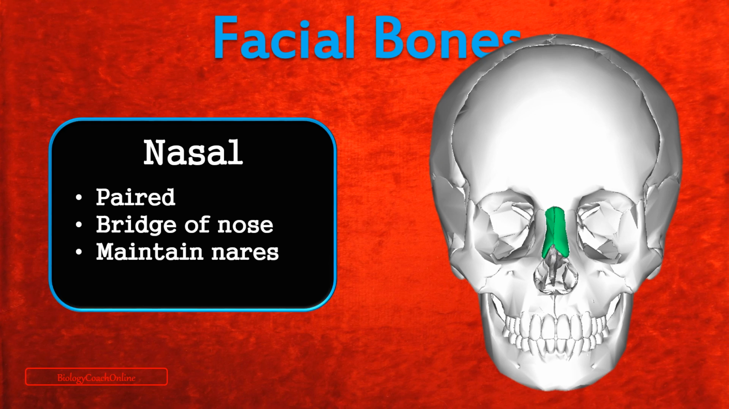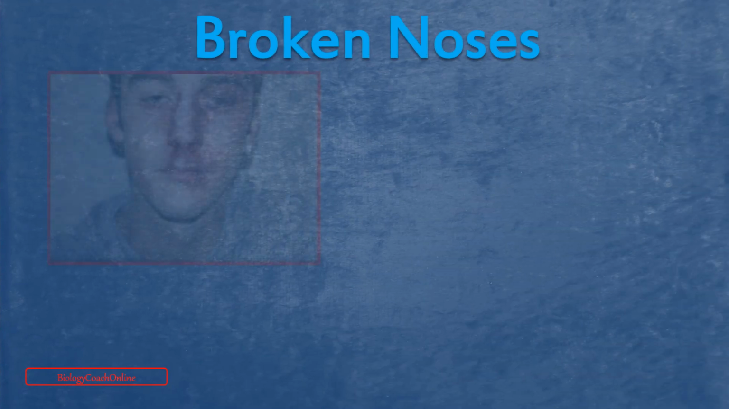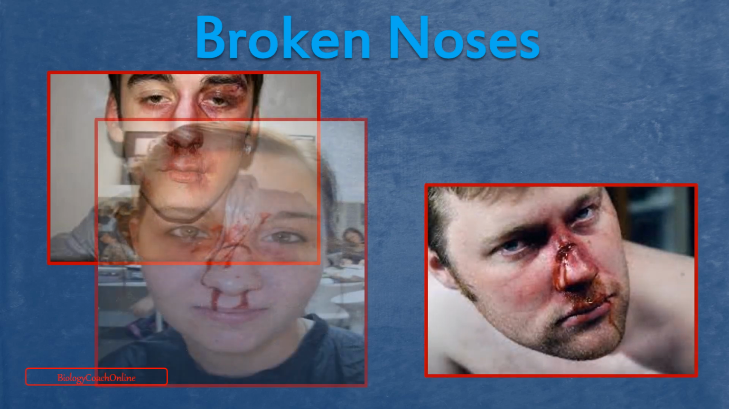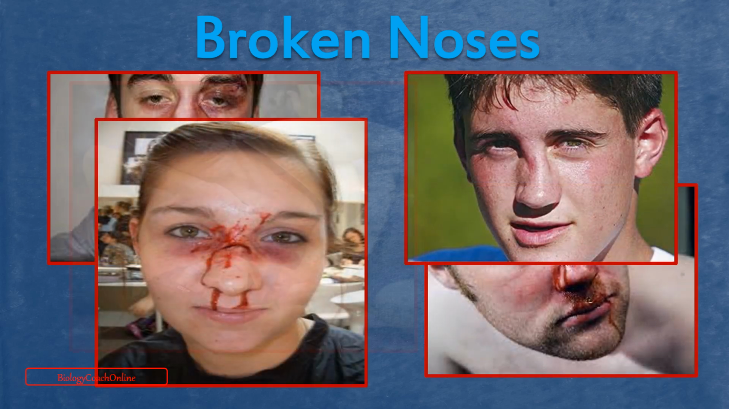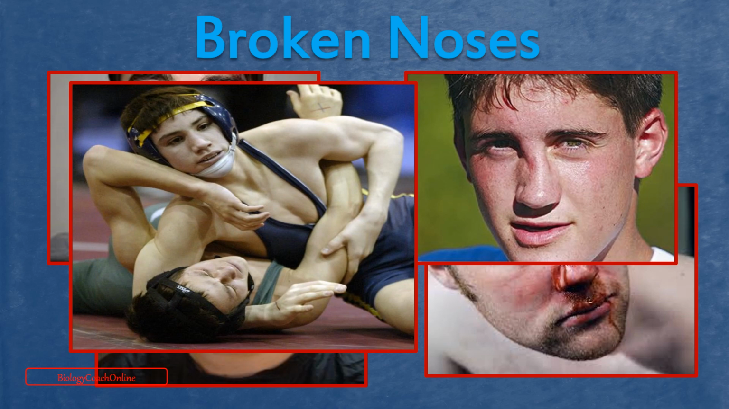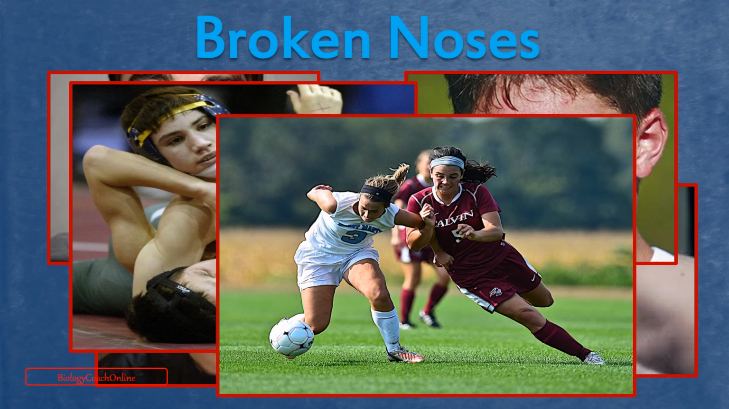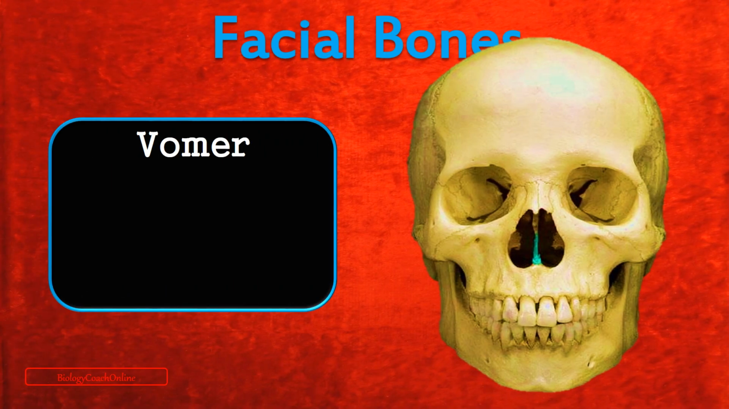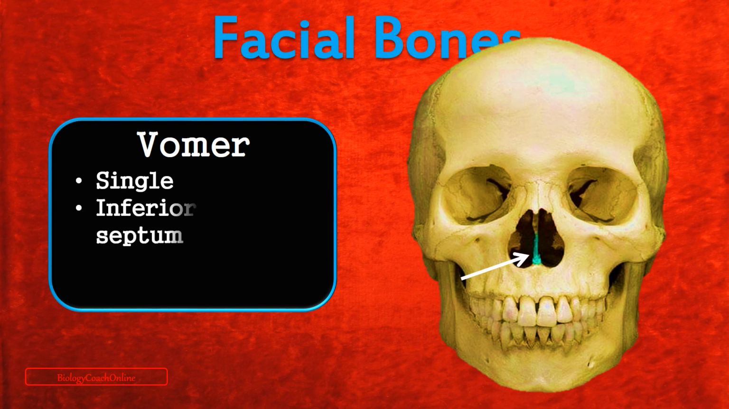The nasal bones are small and relatively thin and fragile, and so they are somewhat easily fractured by a stiff blow to the face. Broken noses are also quite common among athletes, for example boxers, wrestlers, and even participants in some ball sports like soccer, basketball, and the like. Now the vomer is a single bone. You see it right here. The vomer forms the inferior part of the nasal septum. Now a septum is a partition or a wall that separates the nares.